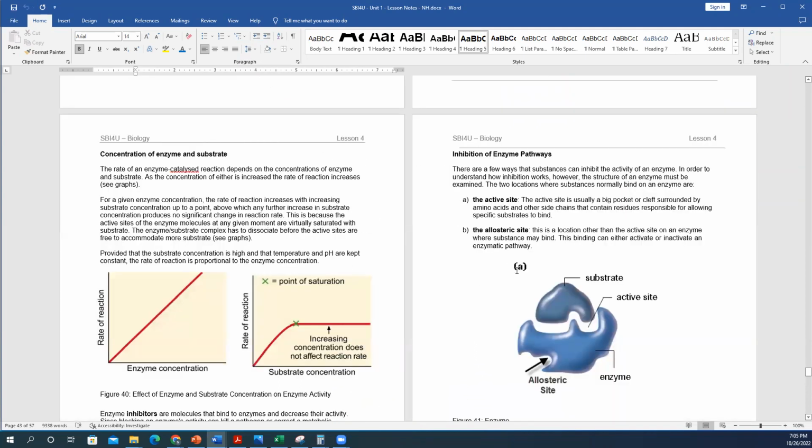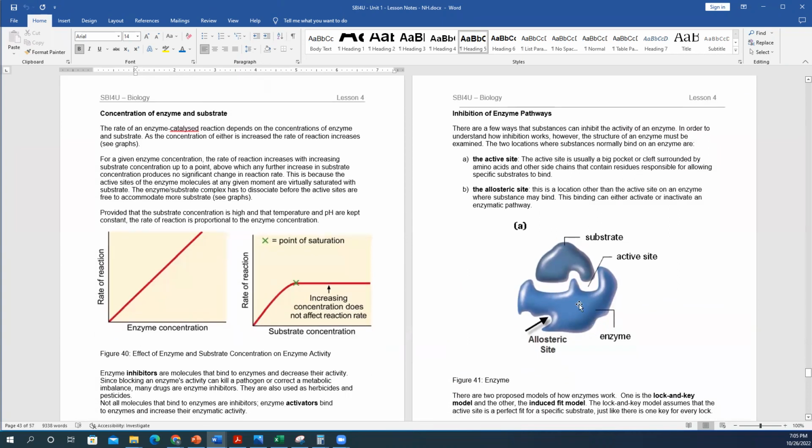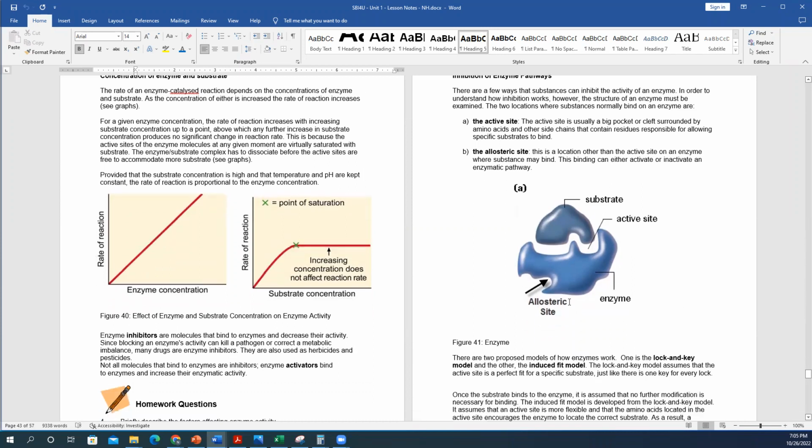We talked about the inhibition of enzymes, how enzymes have the active site, and they also have an allosteric site. The allosteric site is a location on the surface of the protein, other than this active site, which is the position of substrate binding. And so you can have something binding to this allosteric site to either make the enzyme active or inactivate it altogether.